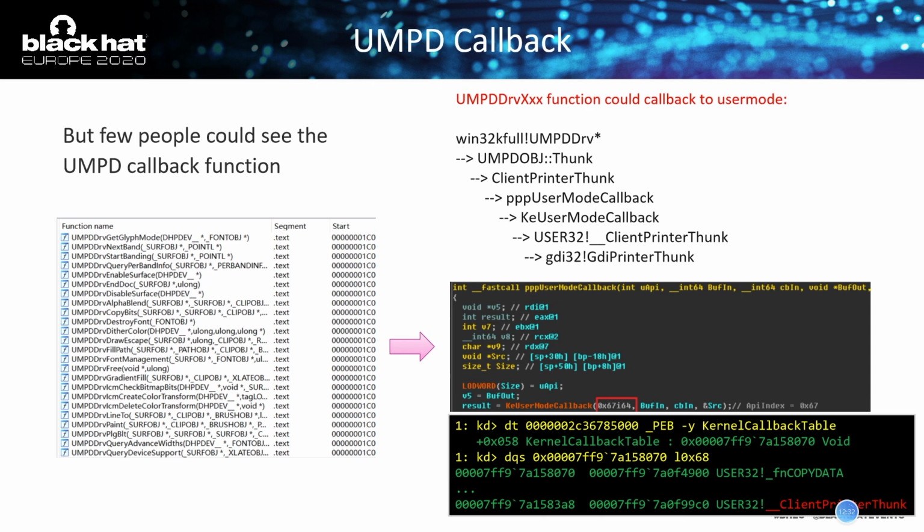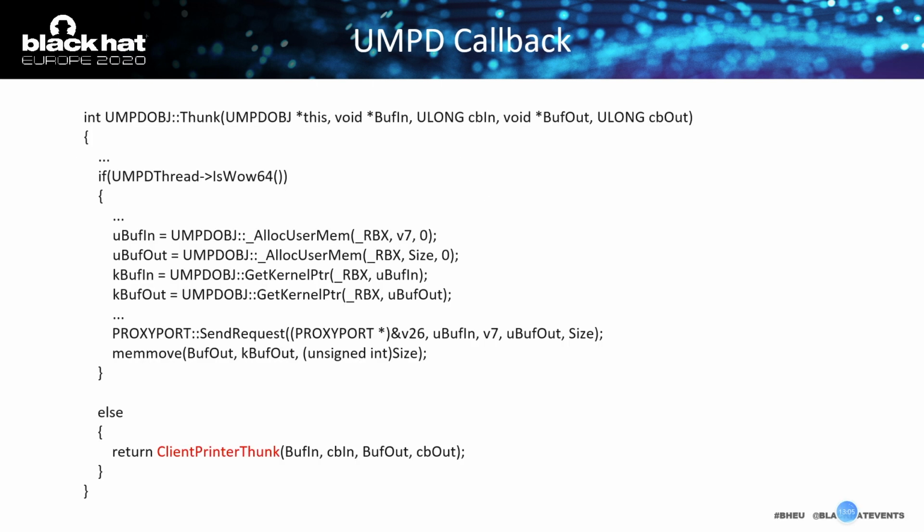But if the current process is a 32-bit process, the UMPD obj stack will send a local procedure call message to a proxy port created by the print driver host process, SPLWOW64. This process is the print driver host. It is created for the 32-bit process using the print driver.